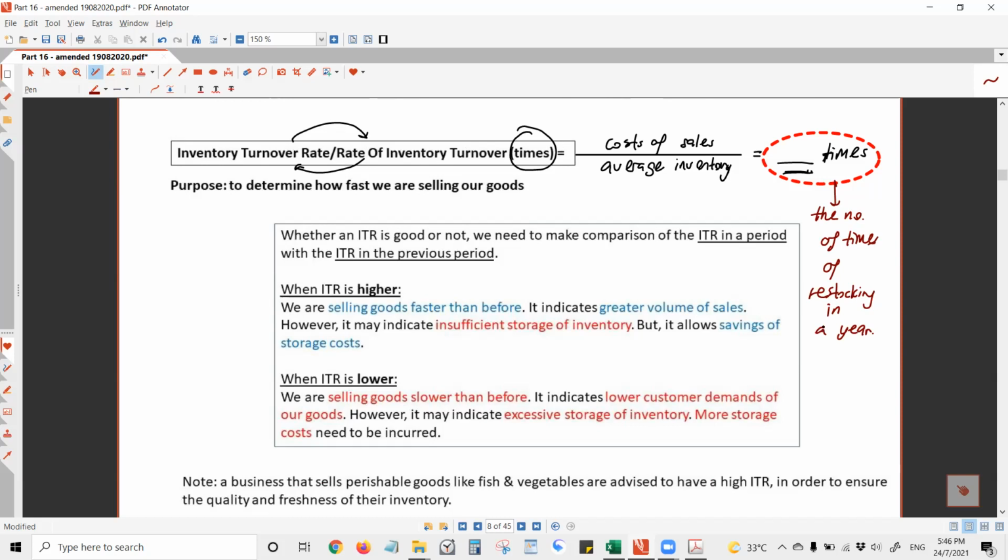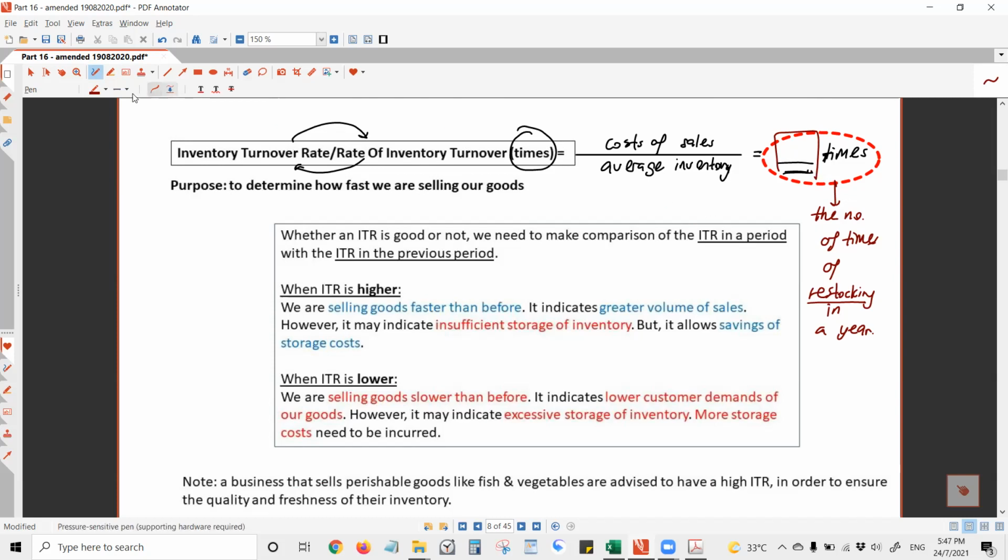You stock up. You stock up when you have sold a lot of things, and you want to buy more from suppliers so that you have goods in your business, right? It's like you run a 7-Eleven. When you run out of snacks, you have to buy snacks. Okay, restock. So this result is the number of times of restocking in a year. So this number would also indicate how fast you are selling your goods.